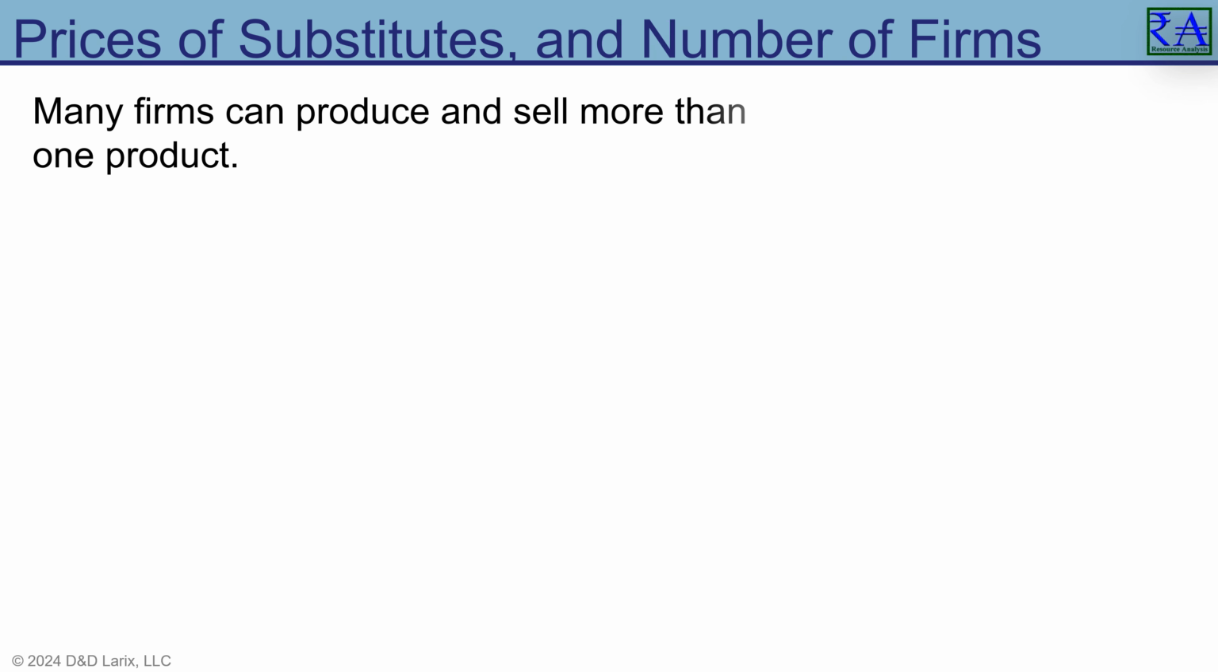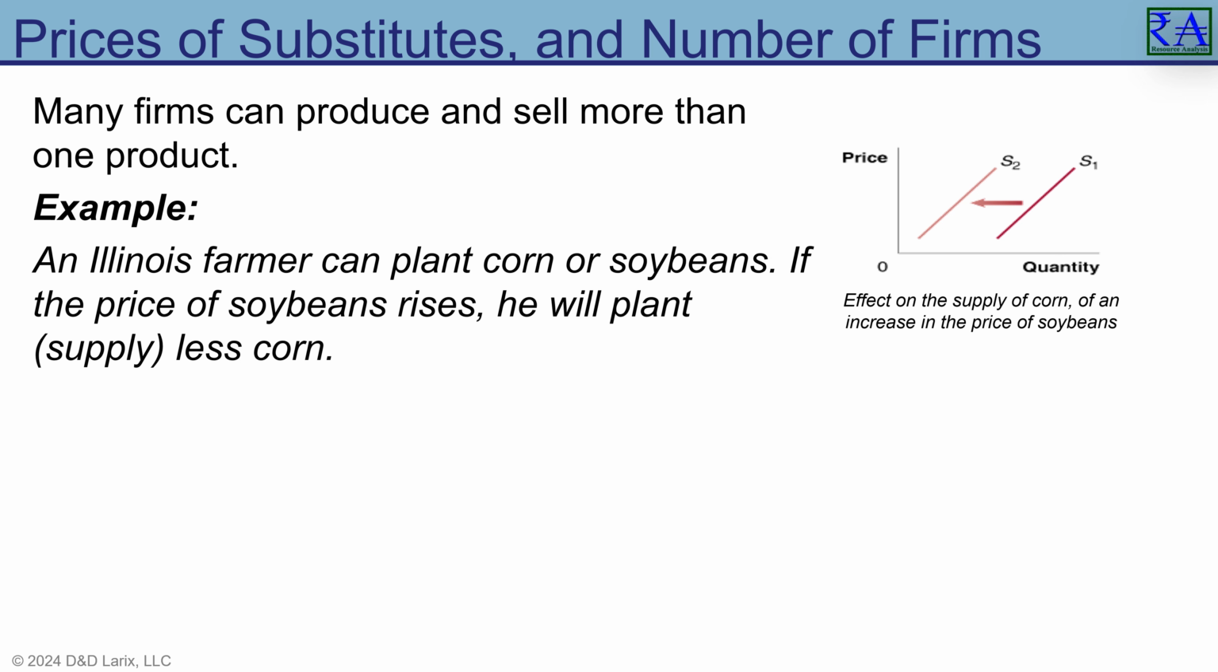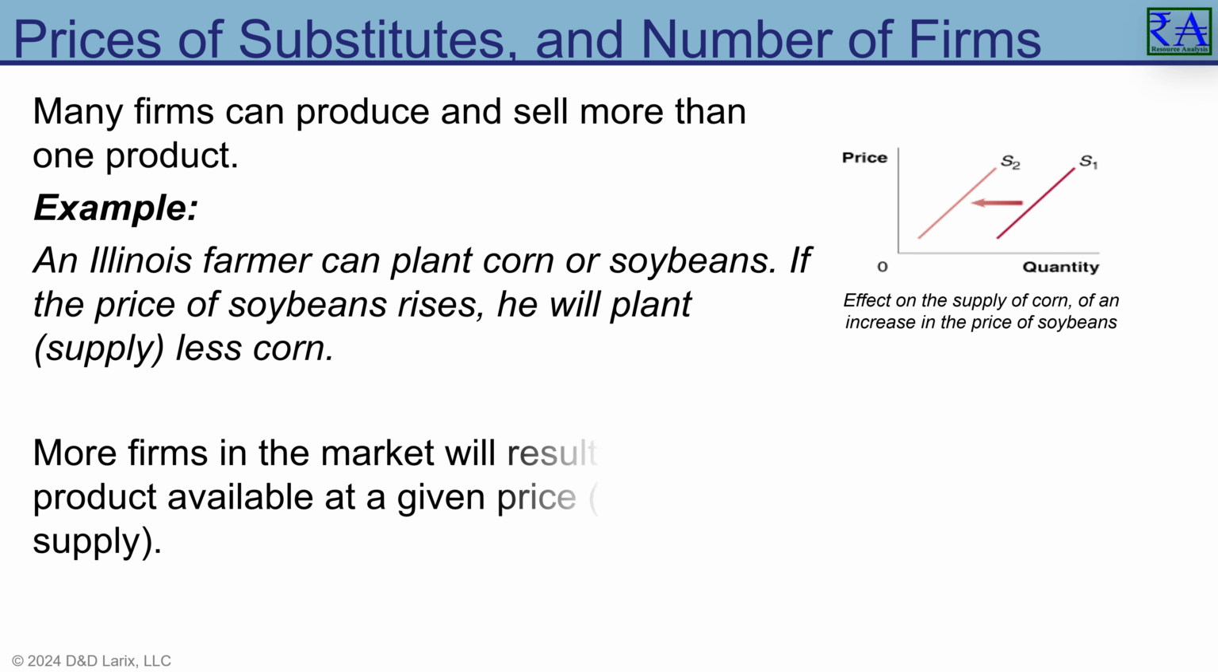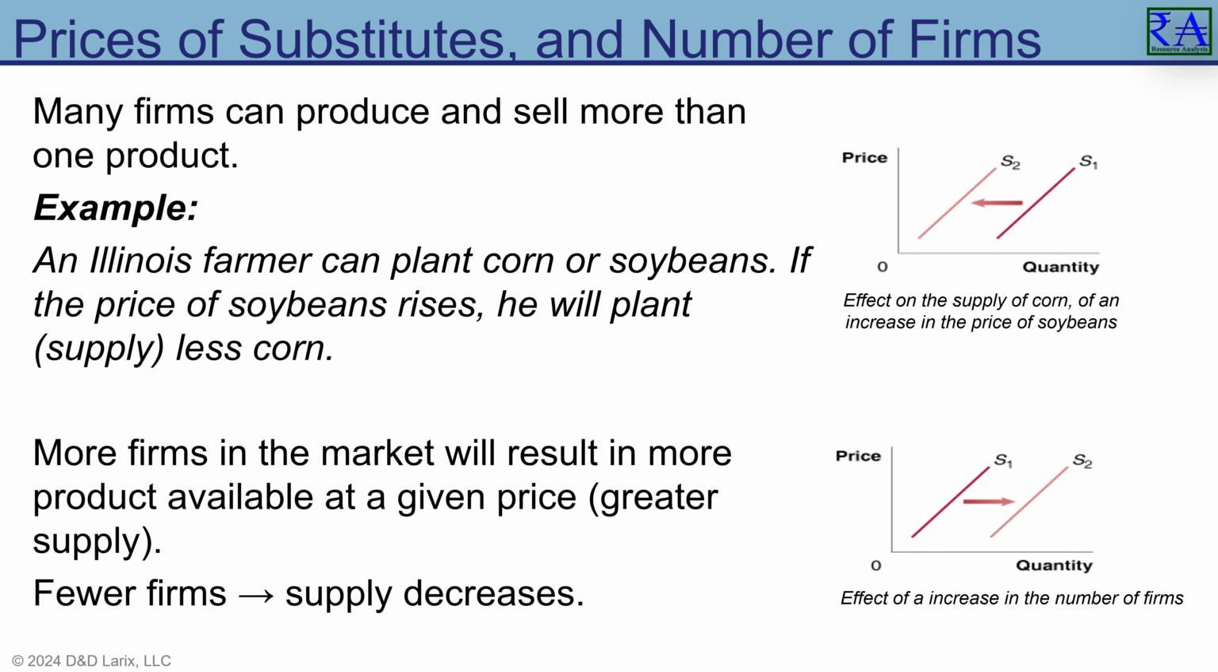Alternative products that a firm could produce are called substitutes in production. If the price of a substitute in production increases, the supply curve of the product will shift to the left. If a firm expects that the price of its products will be higher in the future, the firm has an incentive to decrease supply in the present and increase supply in the future. When firms enter the market, the supply curve shifts to the right. When firms exit the market, the supply curve shifts to the left.